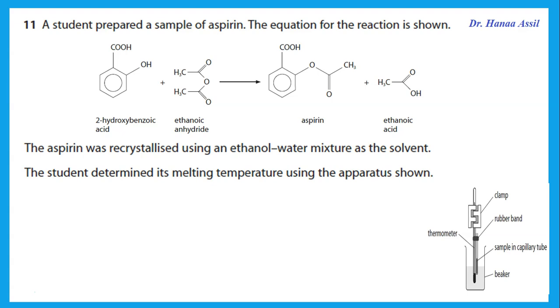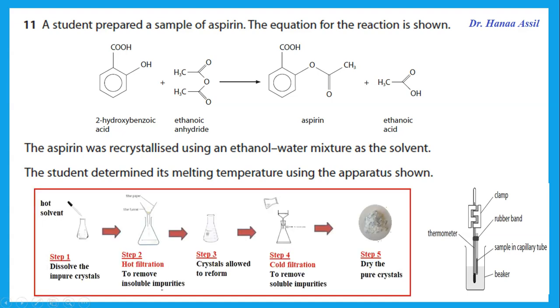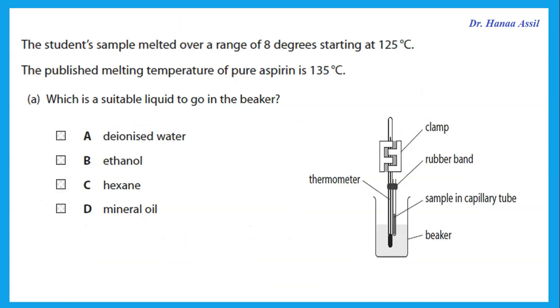And remember, when he says the aspirin was recrystallized, you remember how to do recrystallization. We said if we're trying to recrystallize a solid, we dissolve it in a minimum amount of hot solvent that will dissolve it, filter while hot to remove insoluble impurities, allow to cool, the crystals will form, and filter the crystals cold to remove any soluble impurities, and then the crystals that are formed can be dried between filter paper. So this is how we do recrystallization.